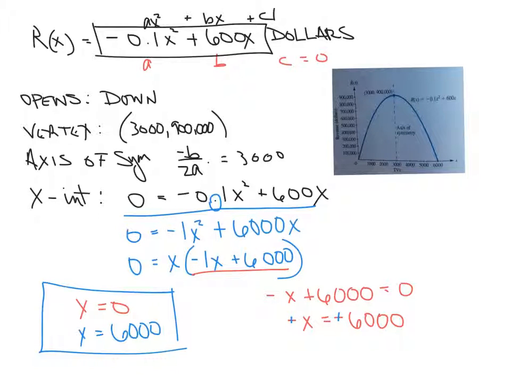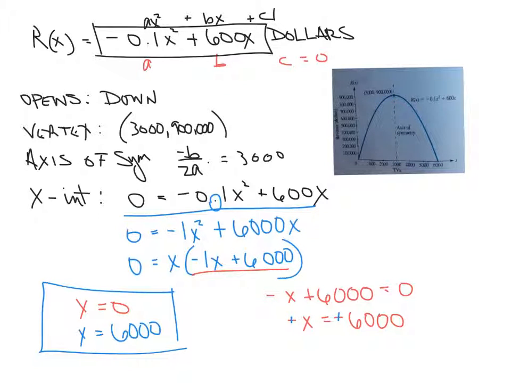Okay, so what this tells me is that when I sell 3,000 TVs, I have maximized my revenue, because anything over 3,000, I'm making less revenue for some reason. I have no idea why. So I'm making more and more money until I hit 3,000 TVs, and then I start losing revenue. So that's the maximum that I want to sell.